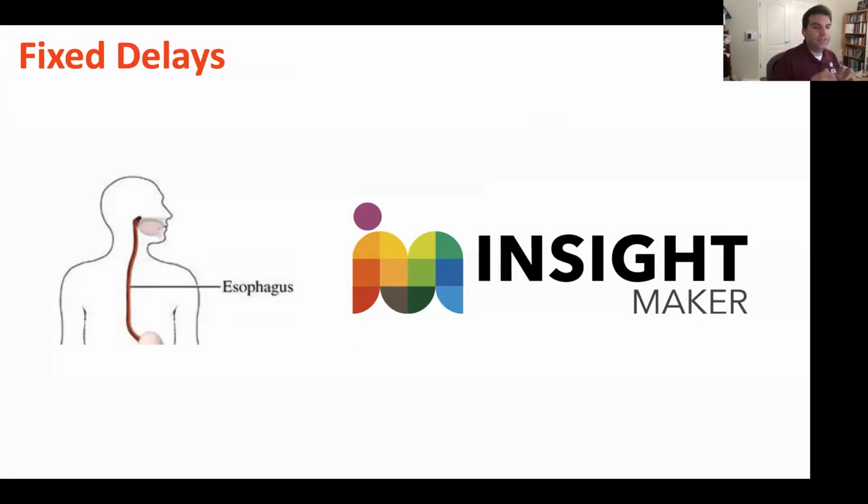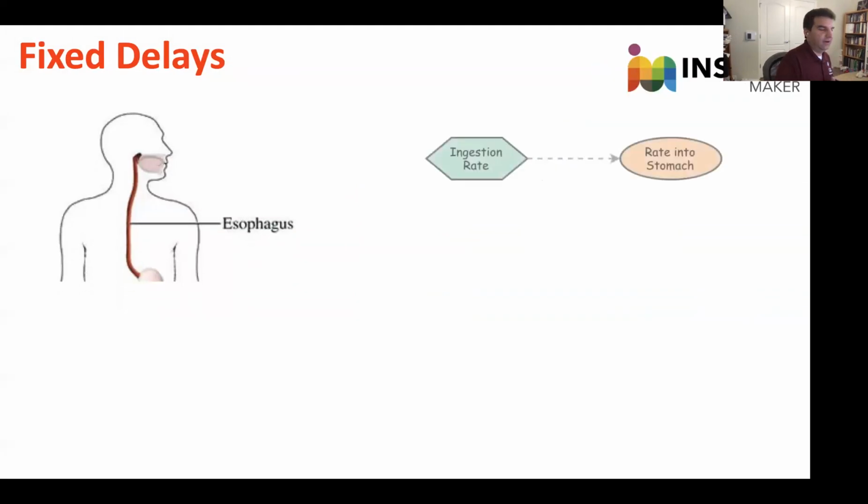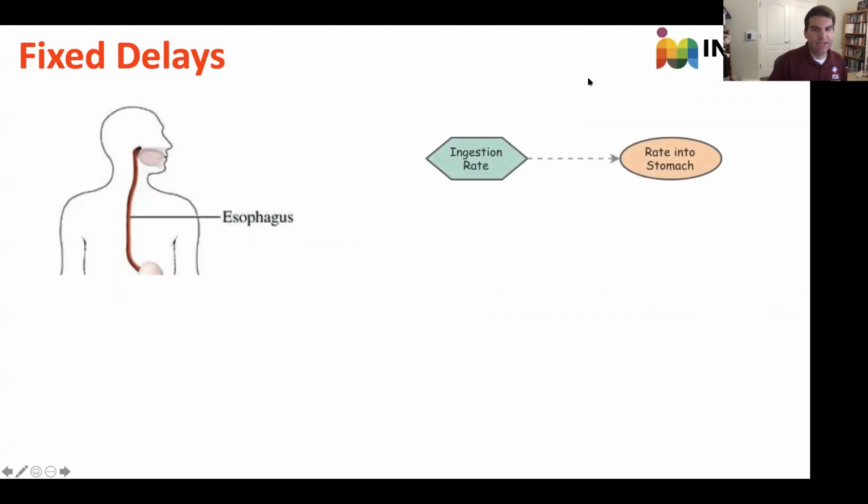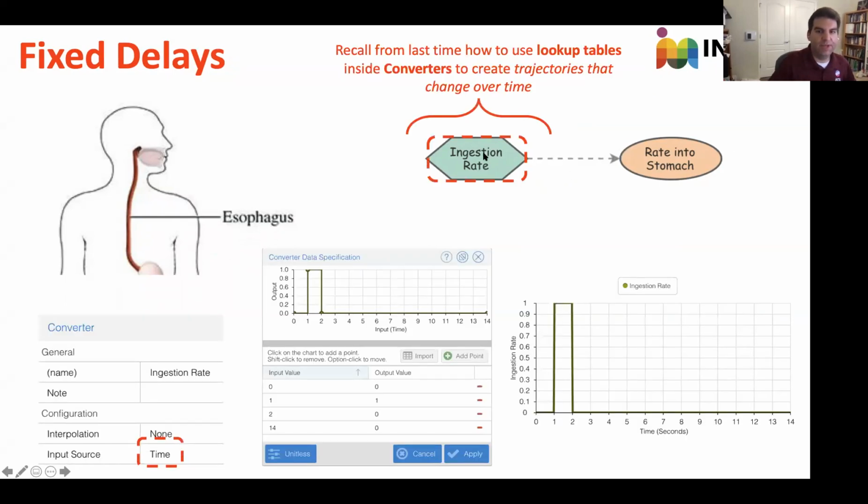All right, so if we want to do the same thing in Insight Maker, for example if you don't like Vensim, how would we do that? Let's see how Insight Maker has implemented the exact same things. Insight Maker has these things called converters, which is where you store lookup tables. We can create a converter called ingestion rate, and a dynamic variable called rate into stomach. In the converter, instead of creating a shadow variable, time, we can say that the input source to this converter is time.